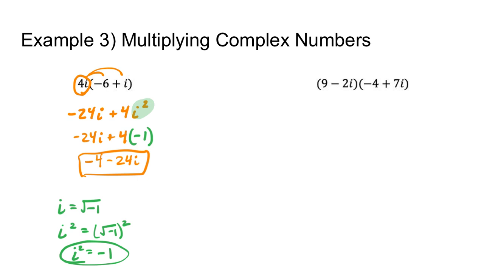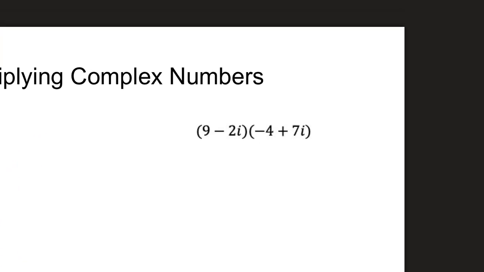All right, let's do the second problem. This is a binomial times another binomial. So what am I going to do? I'm going to FOIL. Don't forget to FOIL. Firsts, and we'll do that math. So 9 times 4 is 36. Outsides, 9 times 7i, which is 63i.